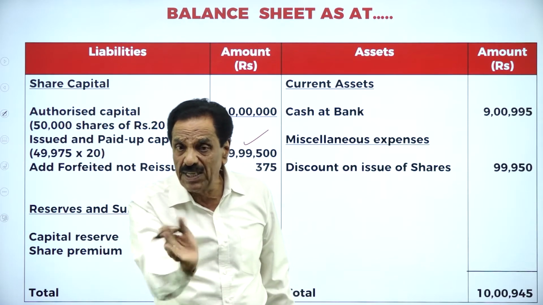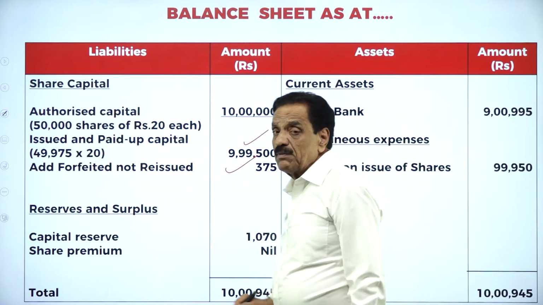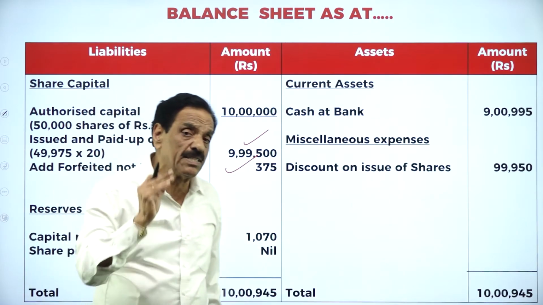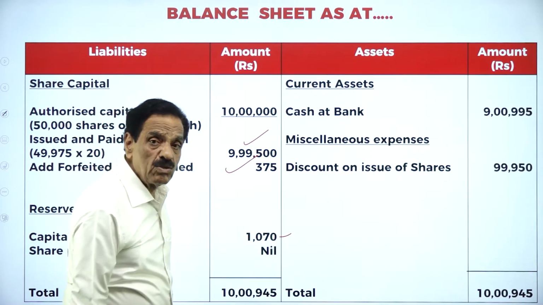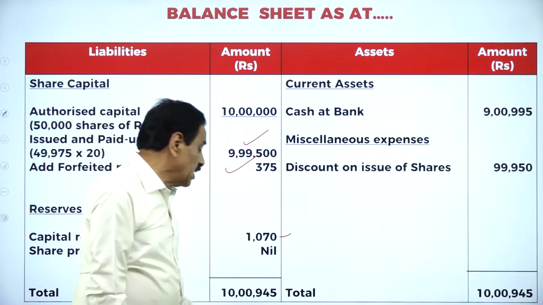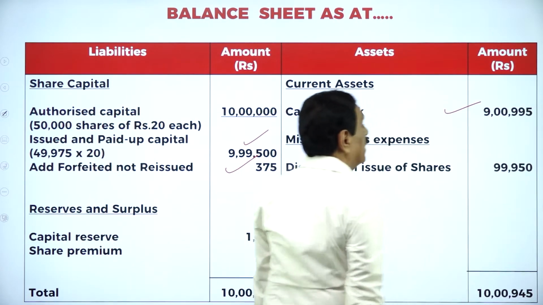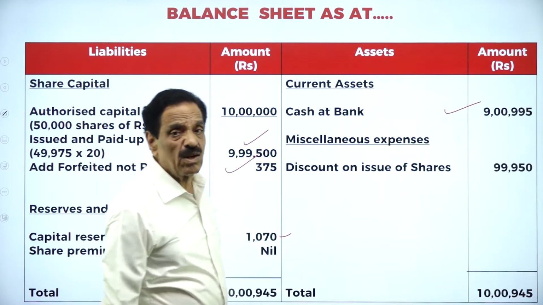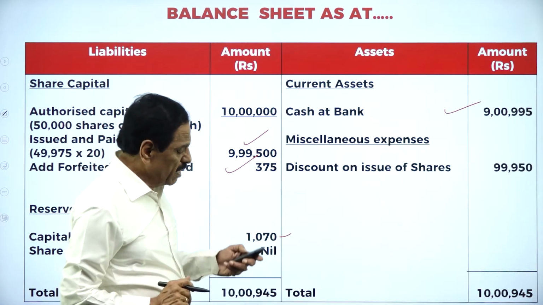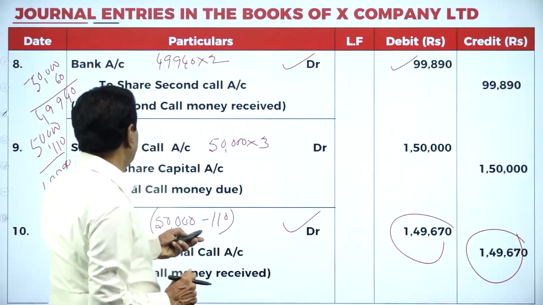Remember, forfeited, not reissued. How much is it a gain? It is 375. It will be kept on the liability side of the balance sheet till it is reissued. And last entry, you got a capital reserve of how much? 1,070. If you add, it will come 10,945. Your cash at bank shows as per the bank account 9,995. Here you got 99,950. How will it come? If you see your discount, go back to the first entry.